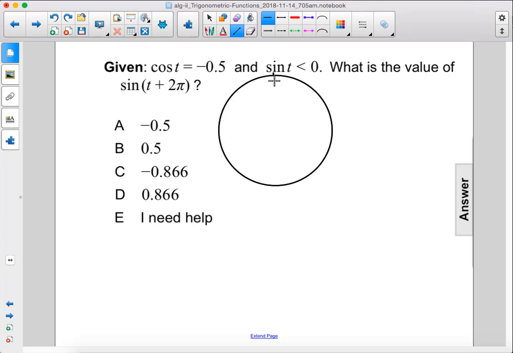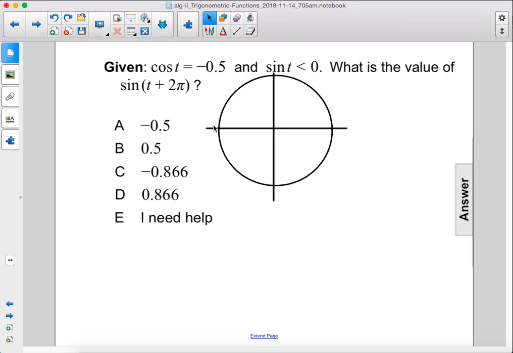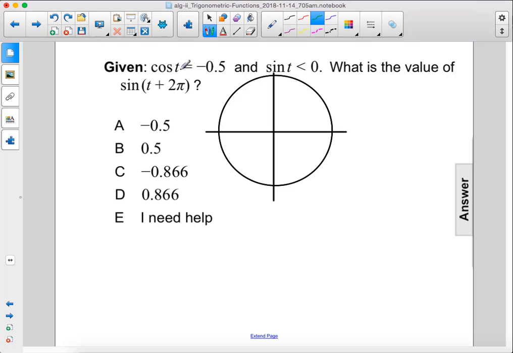So we have our unit circle and our axes. Okay, I'll move this down a bit. That's better. Okay, so cosine t equals negative 0.5. So this point is at negative 1. So it's going to be somewhere there, which means the point might be there or there.